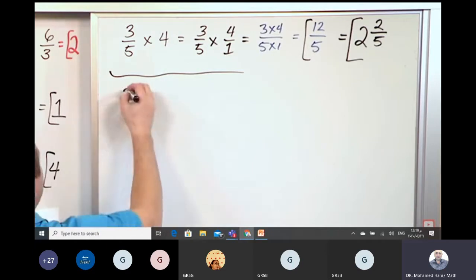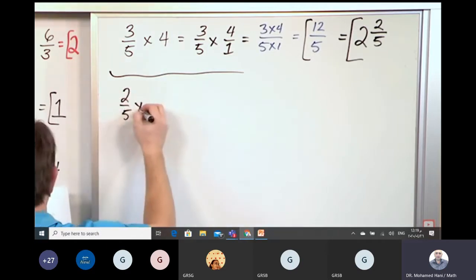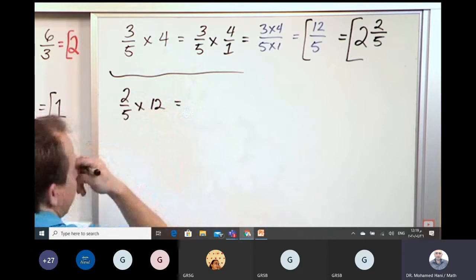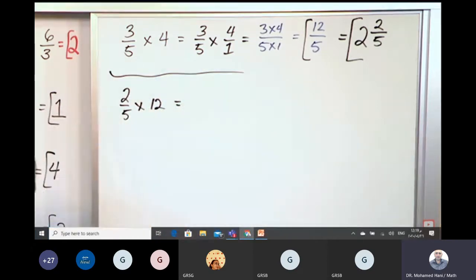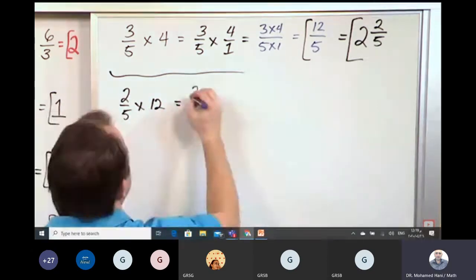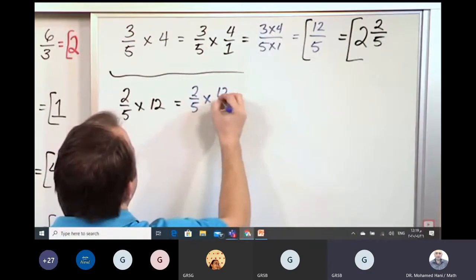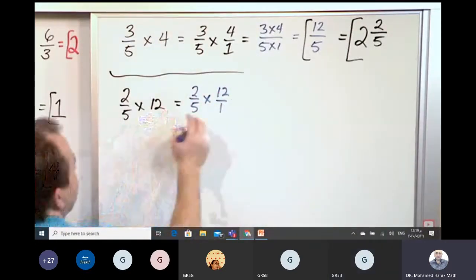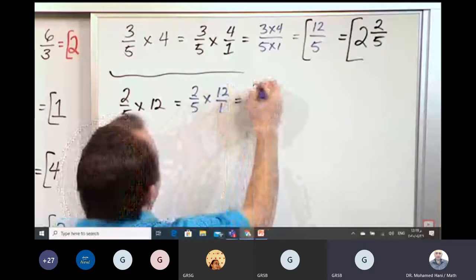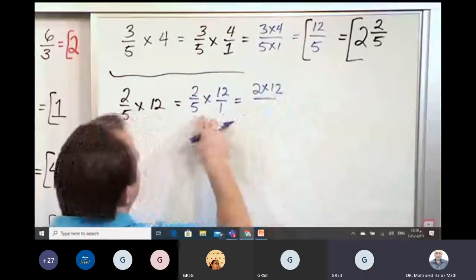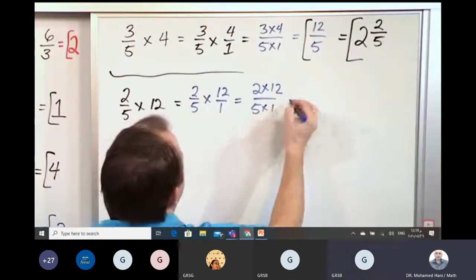Okay? Now, what if we have 2/5 times 12? We want to do that one. So we have the same sort of thing. We take 2/5 times 12 over 1. We write the whole number as 12 over 1, 2 times 12 on the top, and 5 times 1 on the bottom.